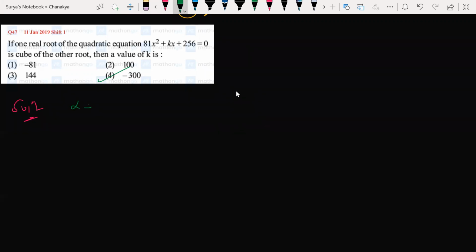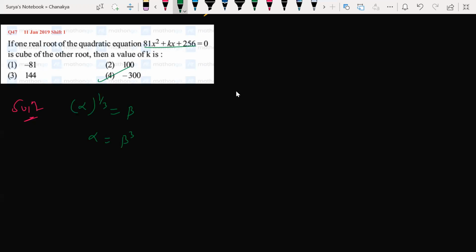If I take alpha and beta as the two roots, alpha plus beta is going to be what? Or else you do one thing. One real root of the quadratic equation is the cube of the other root. That is nothing but alpha to the power of 1 by 3 is equal to beta. Correct? So alpha is equal to what now? Beta cube. This is what I have.